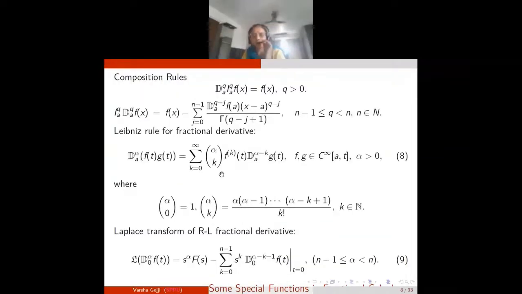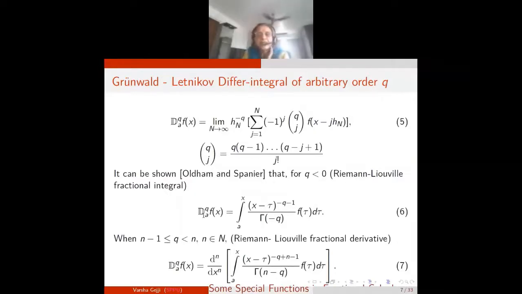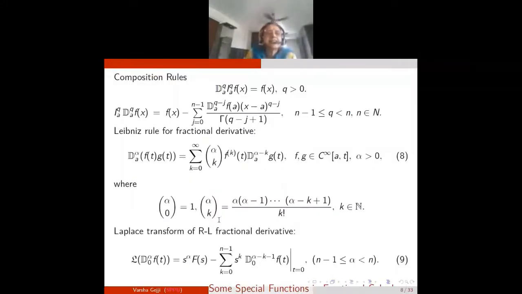So composition rules, if you see, this is the way we see a fractional derivative, and for q negative, this is the derivative. Now this I will denote by I^q because it is an integral. So D^q when q is negative is I^q. So D^q acting on I^q is f(x). So that means this is a left inverse. D^q is a left inverse. When I operate this D^q from the right, I get f(x) plus these initial conditions.